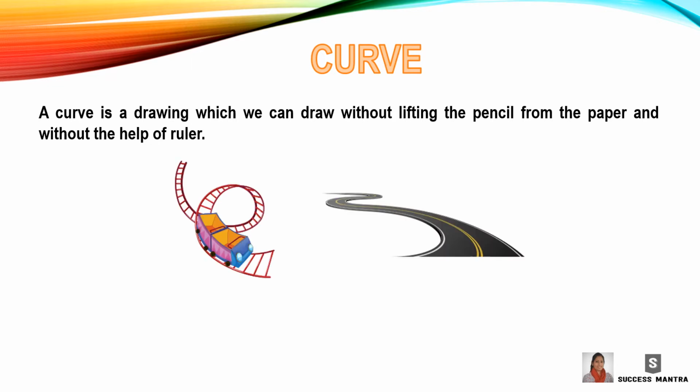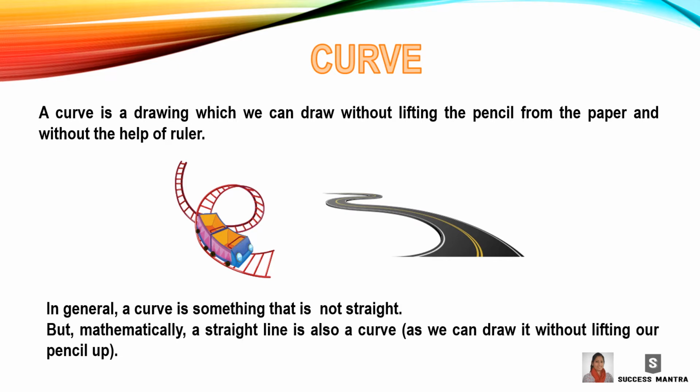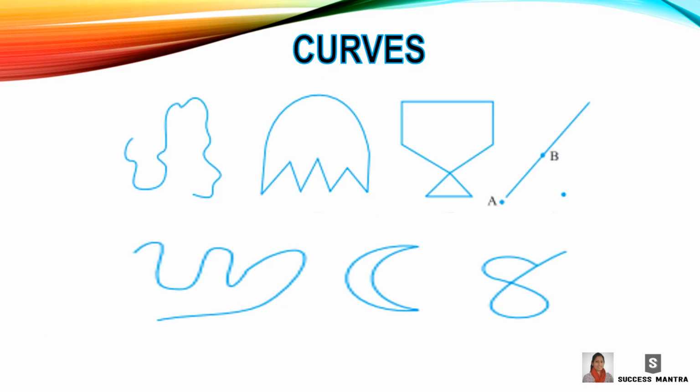These are some real life examples of curves, like a fun ride or a road that is passing through some hilly areas and all. So in general, a curve is something that is not straight. But mathematically speaking, a straight line is also a curve because we are drawing a straight line also without lifting our pencil up. Here are some examples of curves.